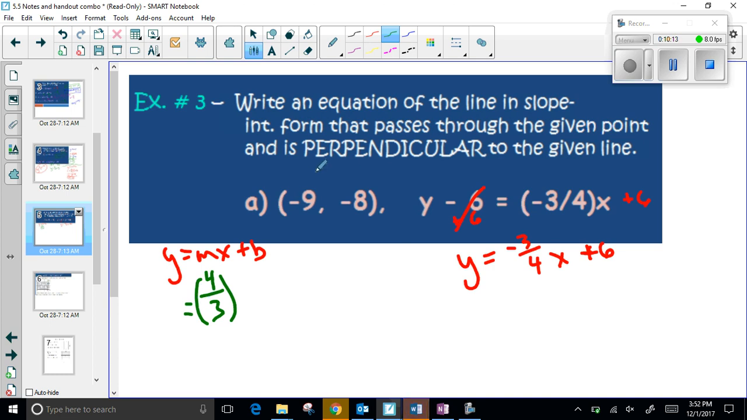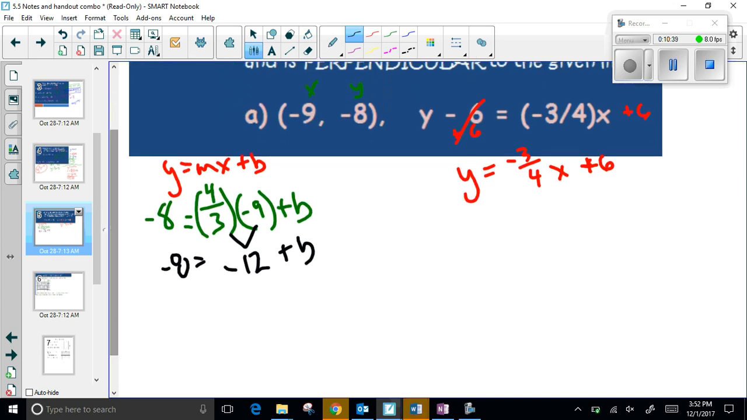I'm going to multiply that and use my x and y values. So it's going to say -8 is equal to 4/3 times a -9 plus b. When I multiply all this out, 4 times a -9 is a -36 divided by 3. That's a -12 plus b makes a -8. I'll scroll down here. The last step is to add 12 on both sides, and I find out b is actually -4.